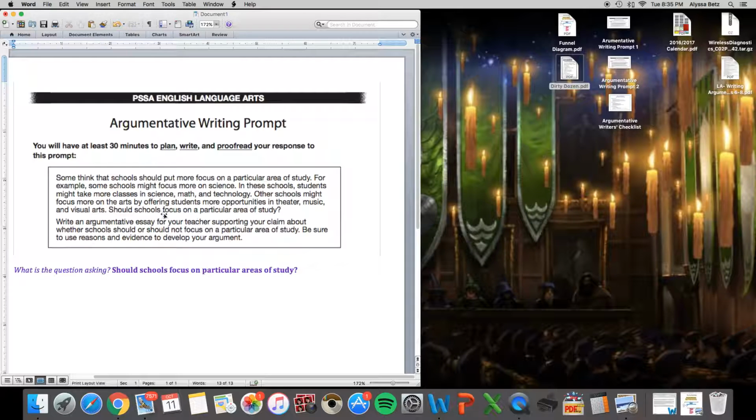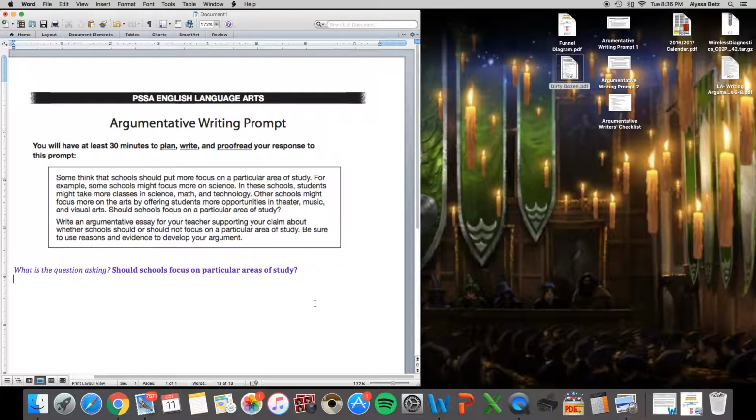It says some people think that schools should put more focus on a particular area of study. For example, some schools might focus more on science. In these schools, students might take more classes in science, math, and technology. Other schools might focus more on the arts by offering students more opportunities in theater, music, and visual arts. Should schools focus on a particular area of study? Write an argumentative essay for your teacher supporting your claim about whether schools should or should not focus on a particular area of study. Be sure to use reasons and evidence to develop your argument.